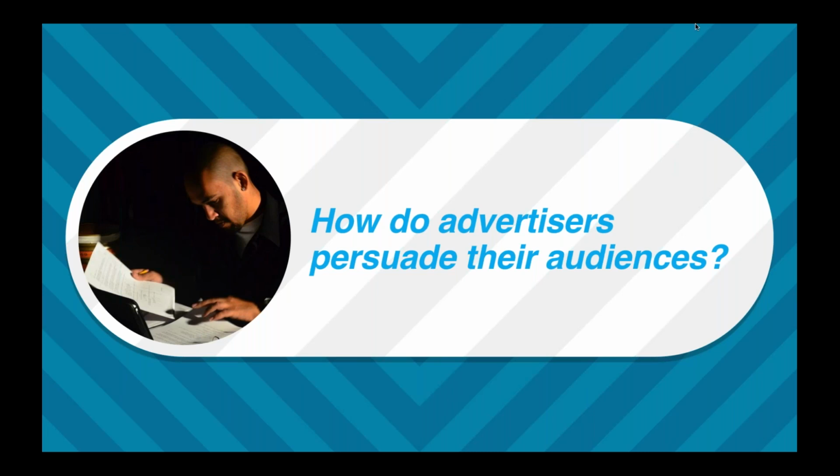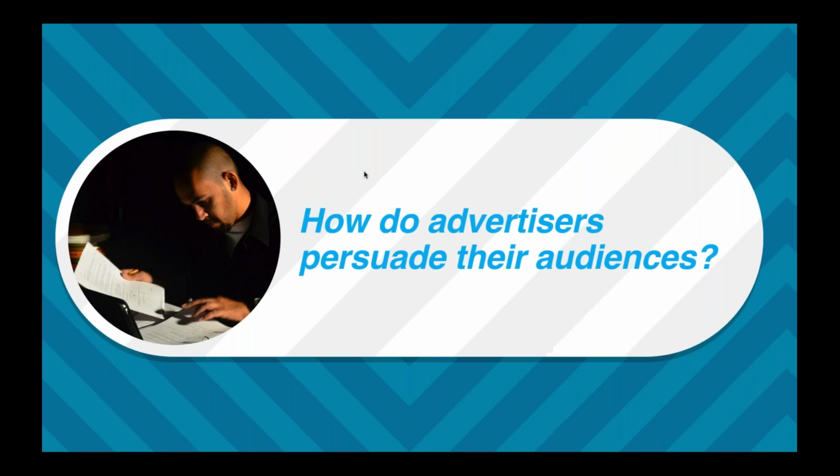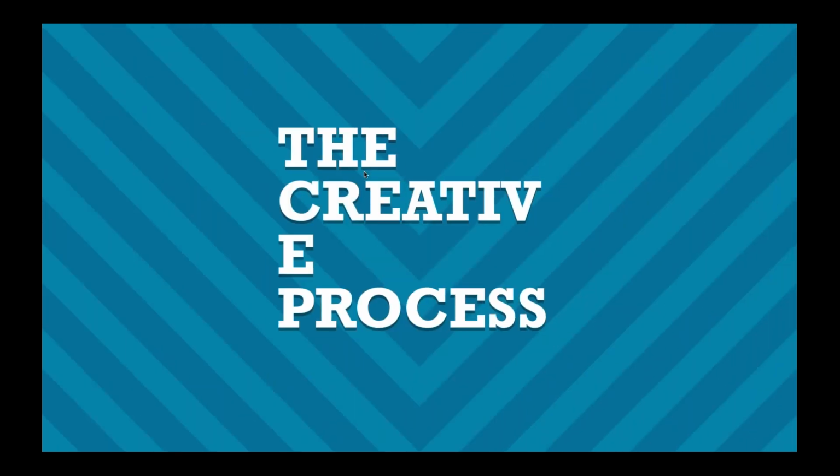But ultimately we're going to look at an ad and try to answer the question: how do advertisers persuade an audience? Because that's ultimately what they're trying to do, right? To get you to use their service, to buy their product. And again, no detail in an ad is accidental.